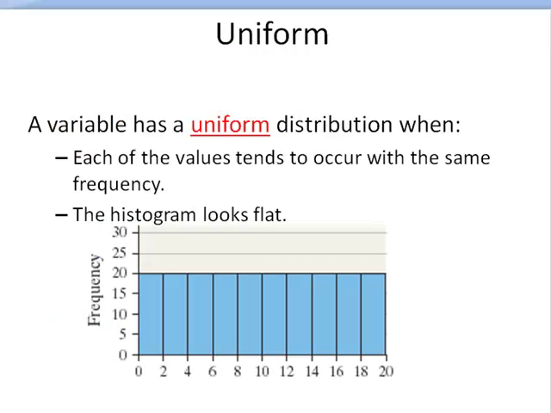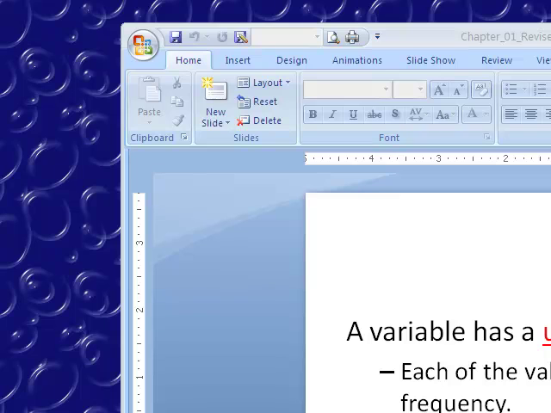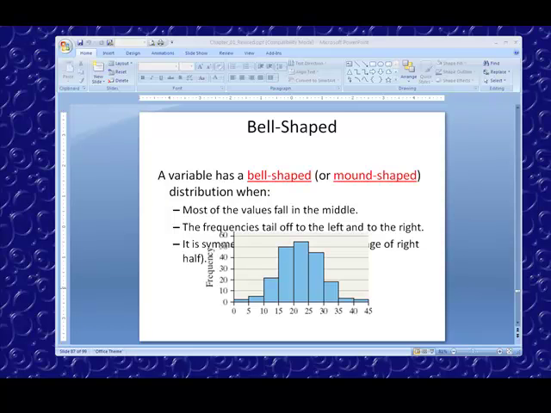Here's the uniform distribution. It is uniform. It's like a histogram that's completely flat. No bar is greater than the other bar. Therefore, it's called uniform. Now we're looking at a bell-shaped distribution, and we can see that it has a high point in the center, and then it tapers off on both ends.